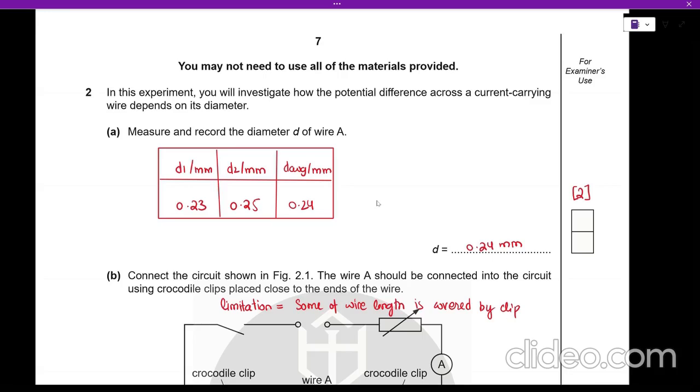So now let's continue with this question. What I did was I calculated the diameter. I took two values for the diameter. Diameter 1, which was d1, and its unit was millimeter.